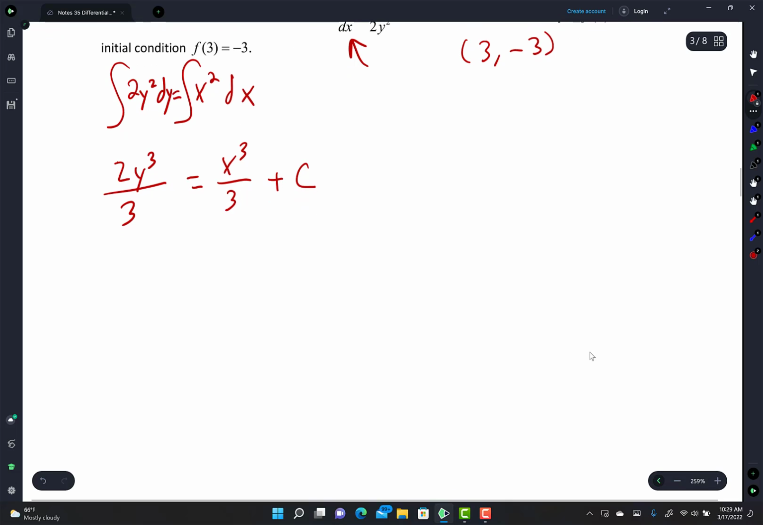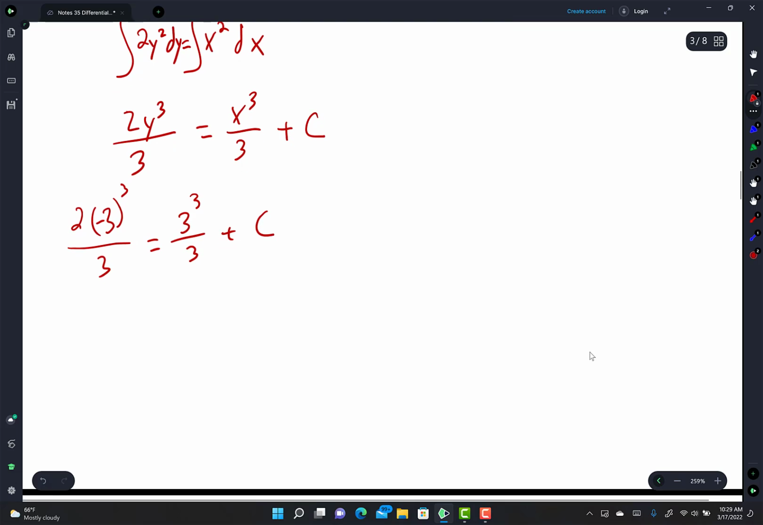All right, here we go. I'm going to plug in that 3, negative 3. If you want to make life easier, maybe multiply by 3, and then you could do it in one more step. But I already said I want to do it here. I'm already committed, so I'm going to do it right here, guys. 2 times negative 3 to the third divided by 3 equals 3 to the third over 3 plus c.